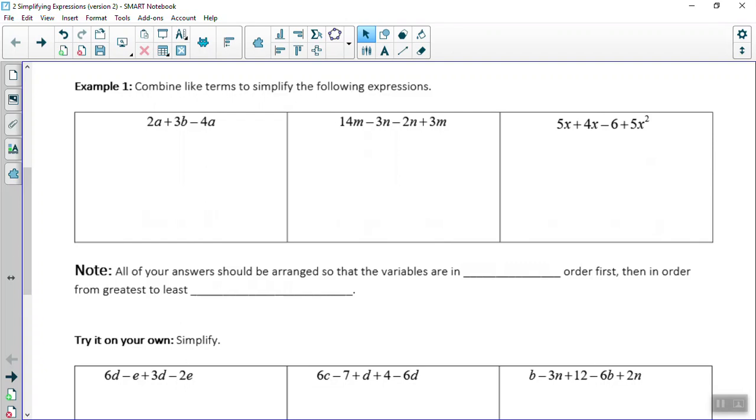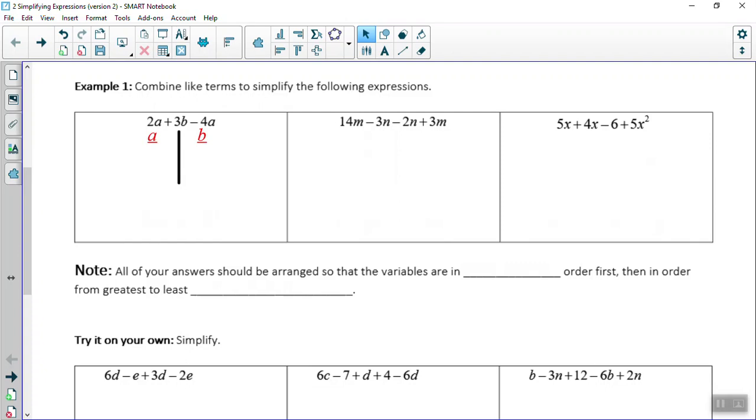So what I'm going to do first is look to see how many different types of terms I have. I've got three terms, all of which have variables. My first term and my last term both have A's. My middle term has a B. That means I have two different types of terms. I've got terms with A's and I have terms with B's.